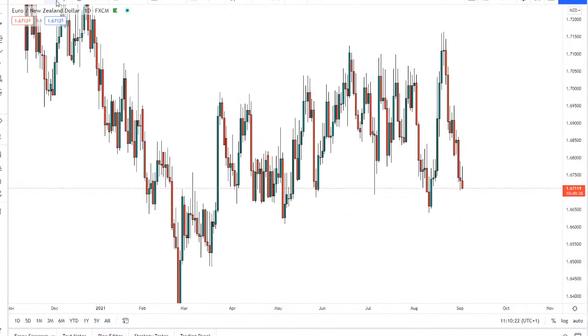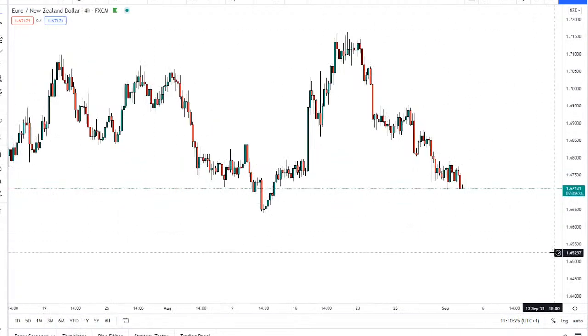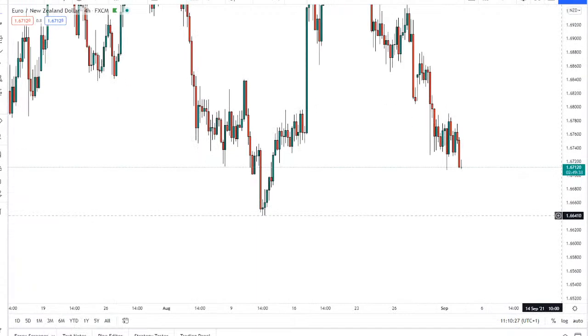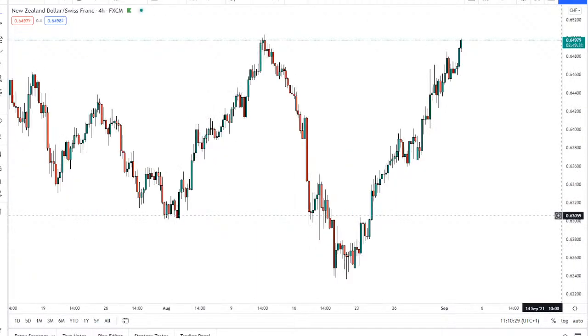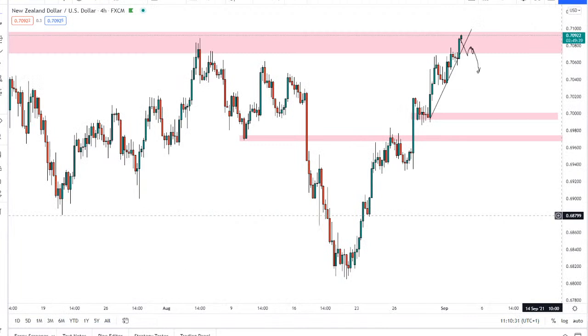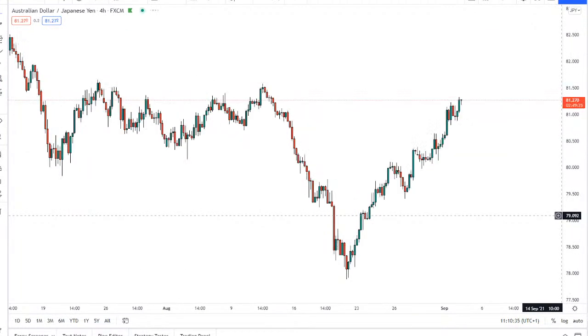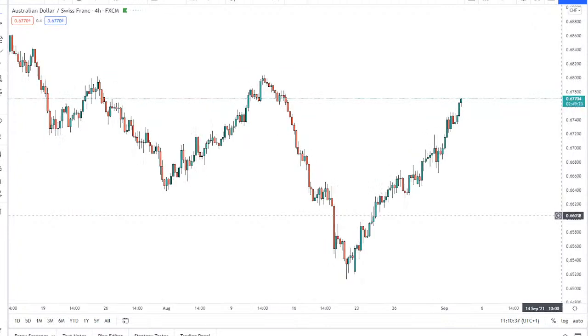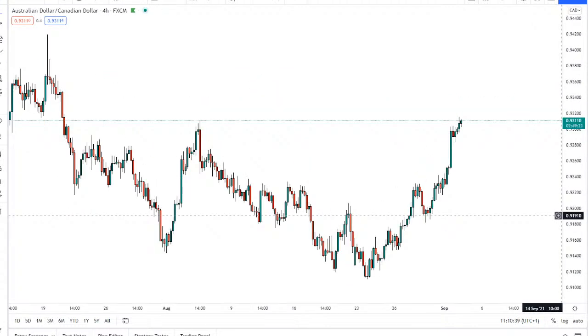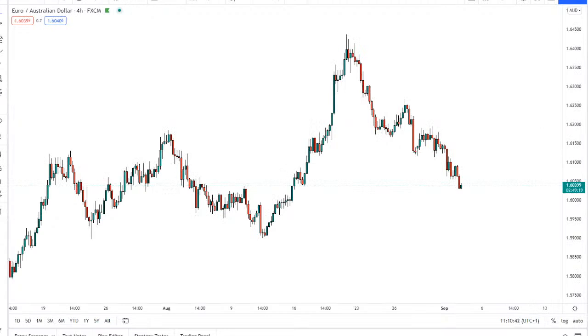Yeah, so we are looking bearish for Euro NZD, Pound NZD, and bullish for NZD CAD, NZD CHF, and NZD USD. Same thing for AUD as well, pretty much. AUD is pushing up, AUD JPY is pushing up, AUD CHF's pushing up, AUD CAD's pushing up, and then we've got Euro AUD and Pound AUD falling.